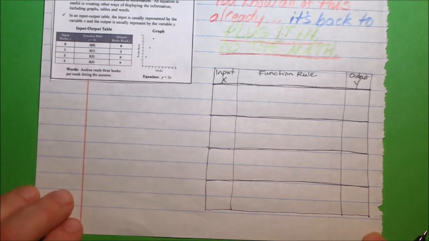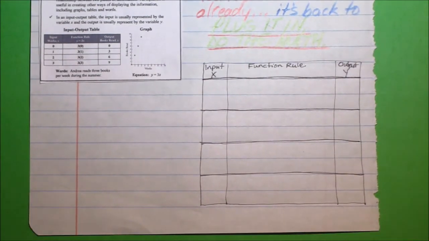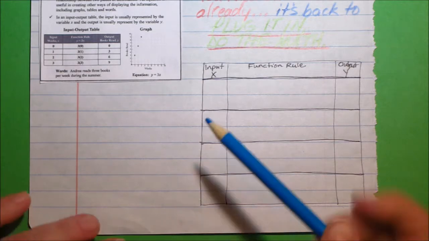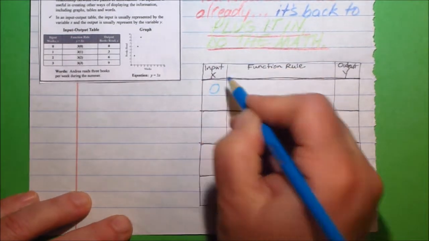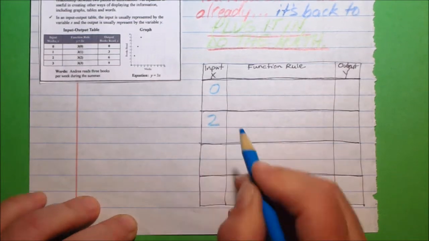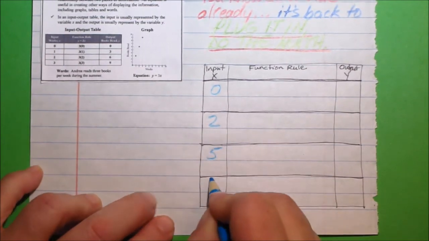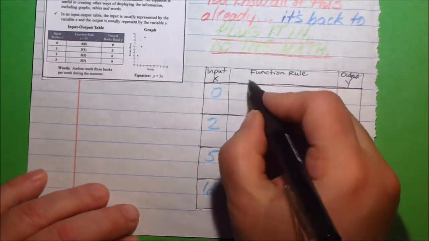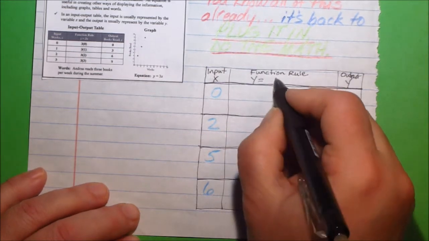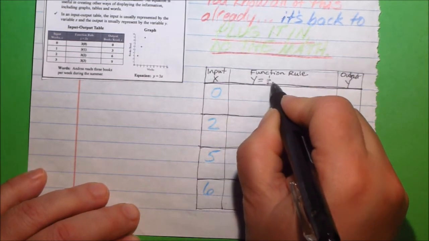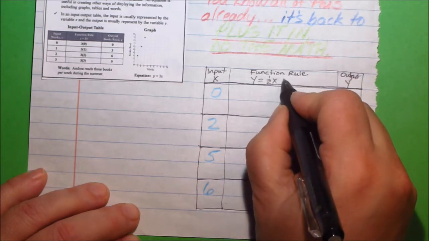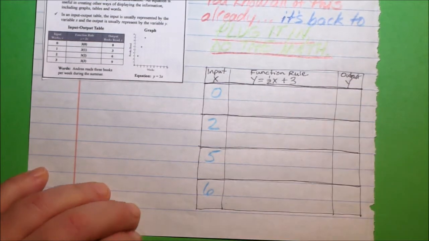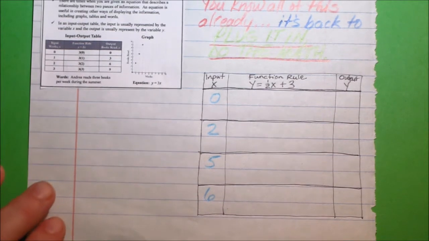Right? So there's our table we're going to be working in. All right, so here's our numbers that are going to be our X's, meaning what we're going to plug in. And they are 0, 2, 5, and 6. All right? And our function rule is Y equals 1/2 X plus 3, right? Now, you should remember we've done this before.